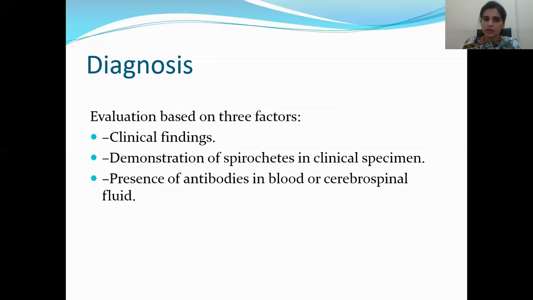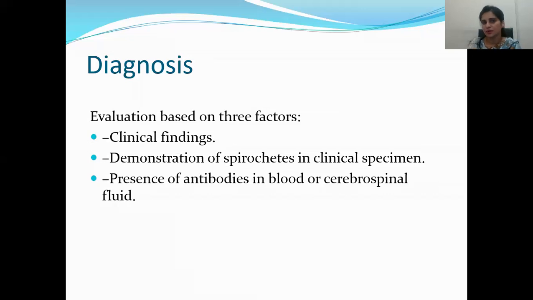As I told you, syphilis is caused by Treponema pallidum, which is a spirochete. It is a spiral-shaped bacteria, and I told you the most important are the stages of syphilis, which are primary syphilis, secondary syphilis, then the late stage. Late is further divided into early latent and late latent, and then the tertiary phase.